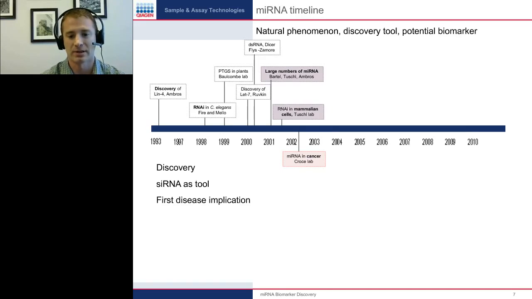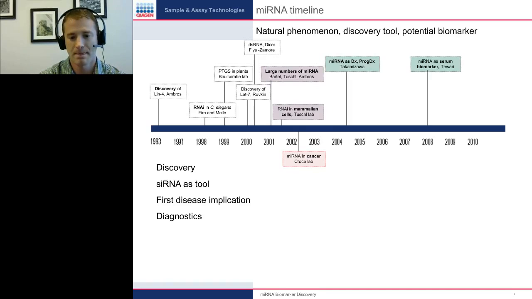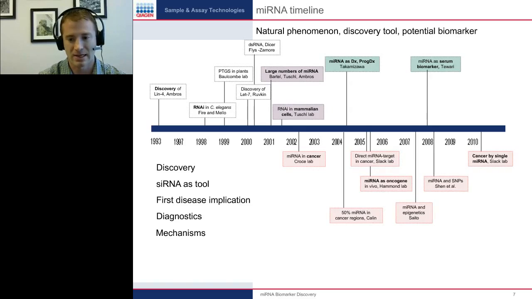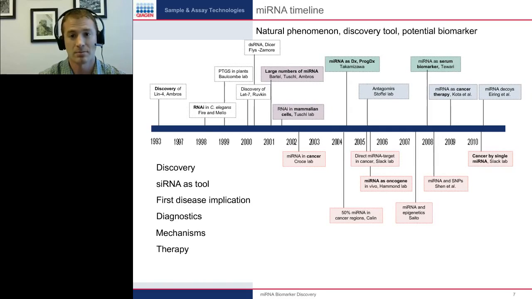Then you have the first disease implications associated with microRNA and cancer by the Carlo Croce lab. You have microRNAs being used as diagnostics, and one of the key findings was microRNA as a serum biomarker in 2008. You have deciphering of the mechanisms of how microRNAs act, as well as the therapeutic implications of microRNAs. So you can see from discovery through siRNA as a tool to the first disease implications, diagnostics, mechanisms, and therapy, in 20 years or so, the microRNA exhibits itself as a natural phenomenon, discovery tool, and potential biomarker.